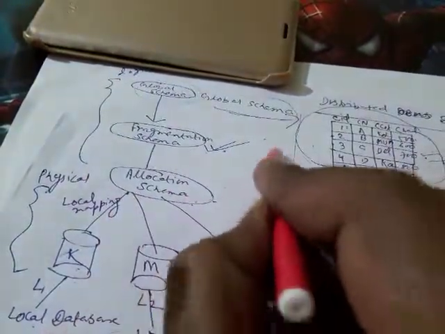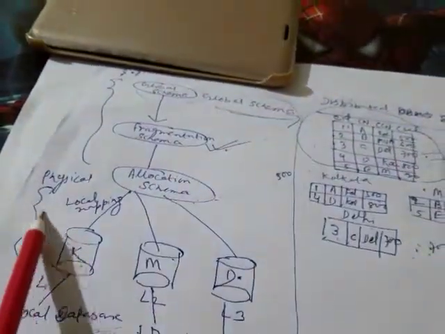This part is the logical part, because here we are not going for any physical change, but in this part here we are going for the physical change. So this is the logical and this is the physical side of the distributed database.